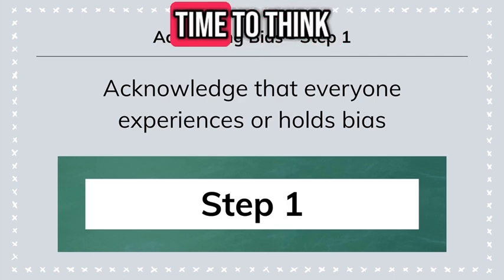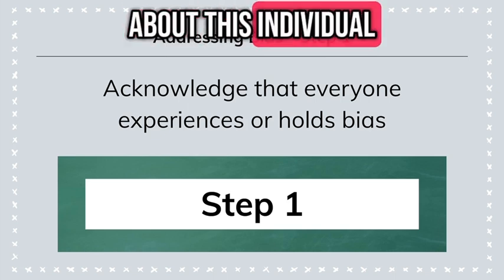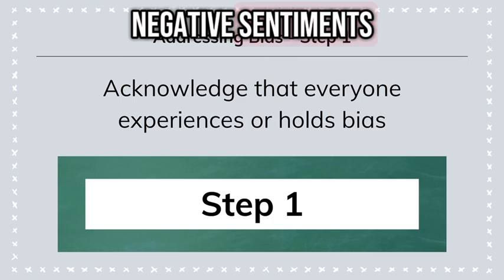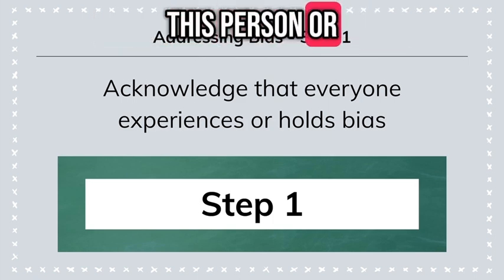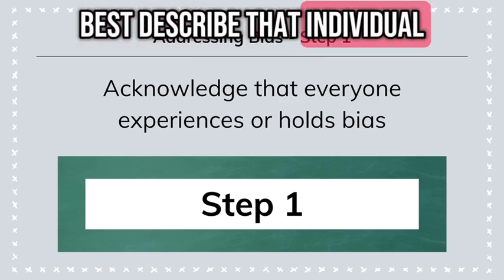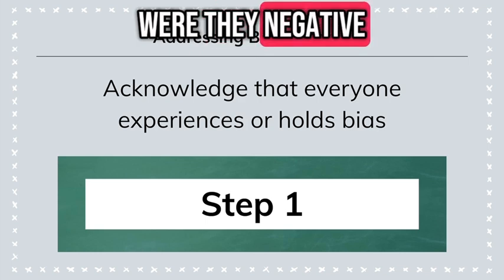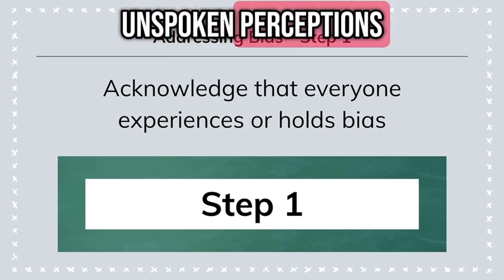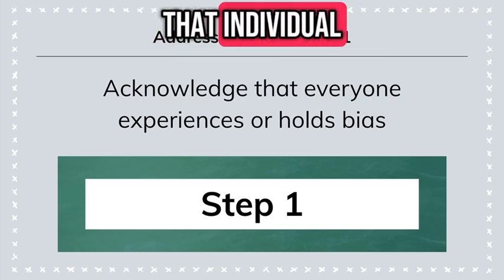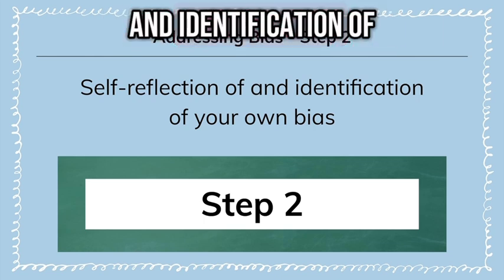I want you to take the time to think about an interaction with a colleague or a peer. How did you feel about this individual? Did you have positive sentiments about this person or negative sentiments? Did you feel comfortable talking with this person or did you feel awkward? I want you to think about 3 words that best describe that individual. Were the words you thought of mostly positive or were they negative? All of those aspects and those unspoken perceptions work to influence the interactions that you have with that individual. The next step to address bias requires self-reflection and identification of your own bias.